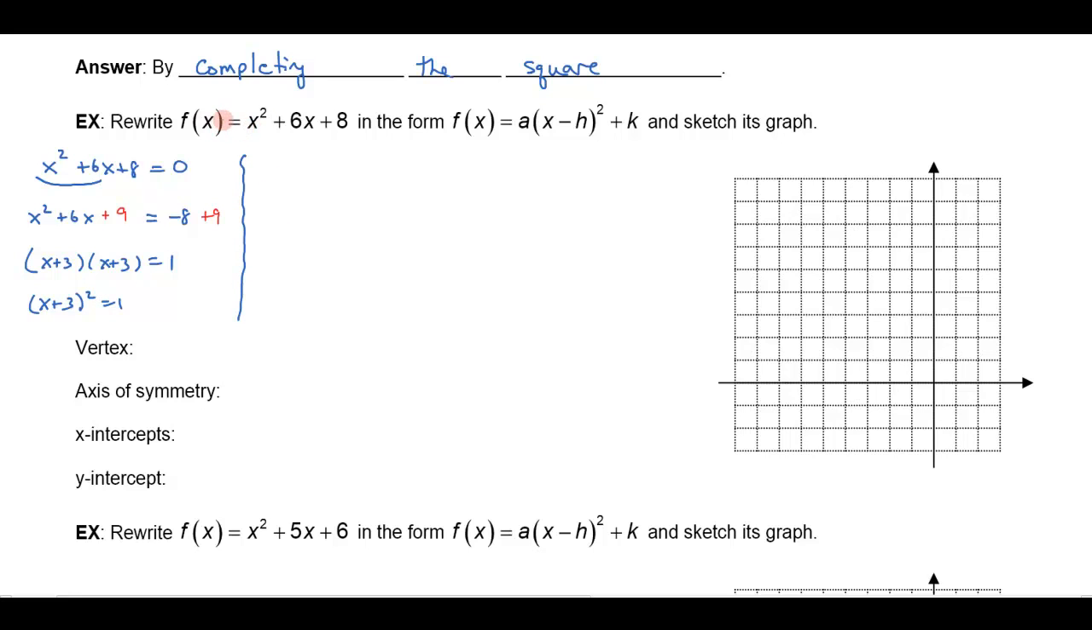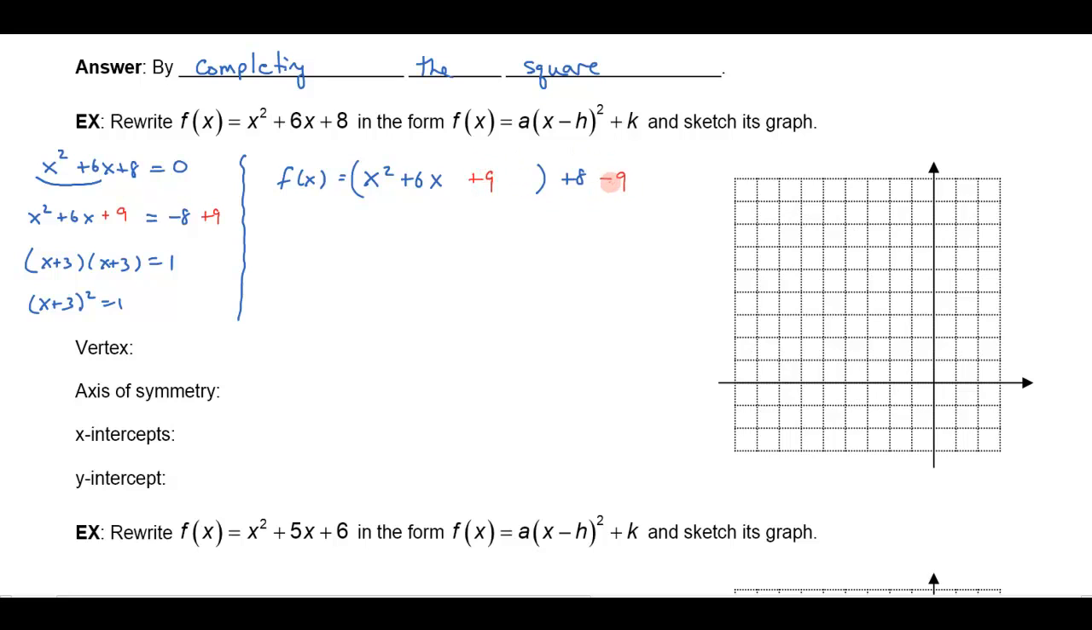But here I want to keep everything on one side. So what I'm going to do is, instead of taking the 8 on the other side, I'll take the x squared plus 6x, and I'm going to group it by itself and leave a little space to complete the square, and the 8 I'm just going to push off over here a little further on the right. Now I still need to add 9 to complete the square. Now instead of adding 9 to both sides, I'm going to add 9 here, and then I'll just subtract 9 out here.